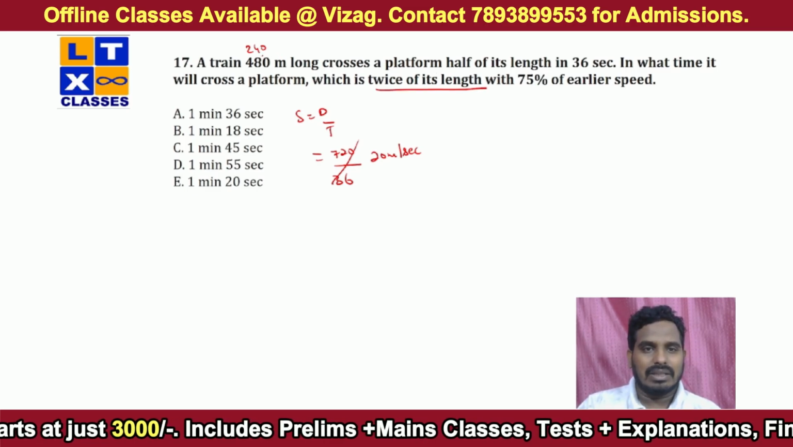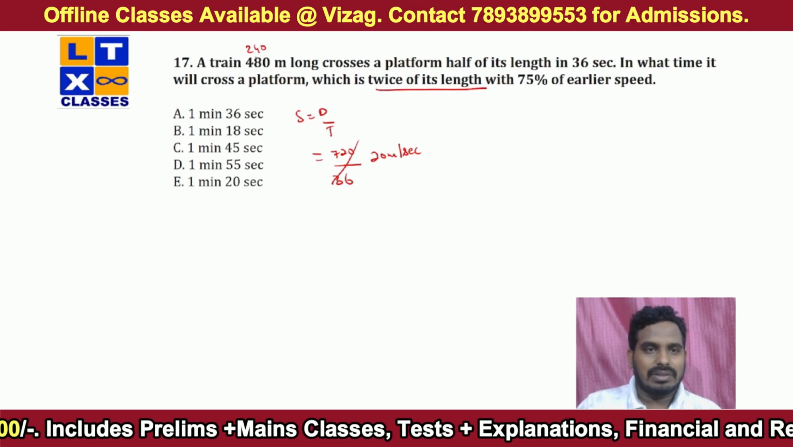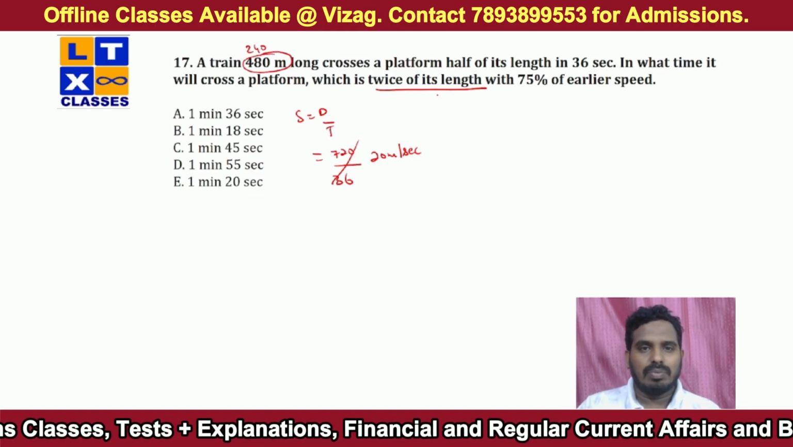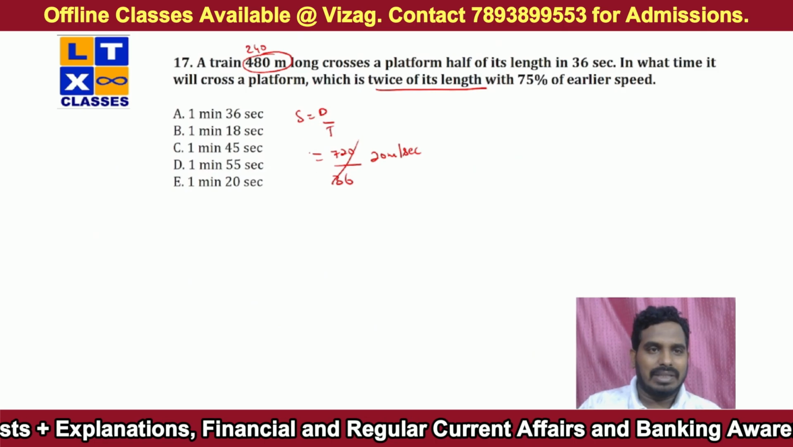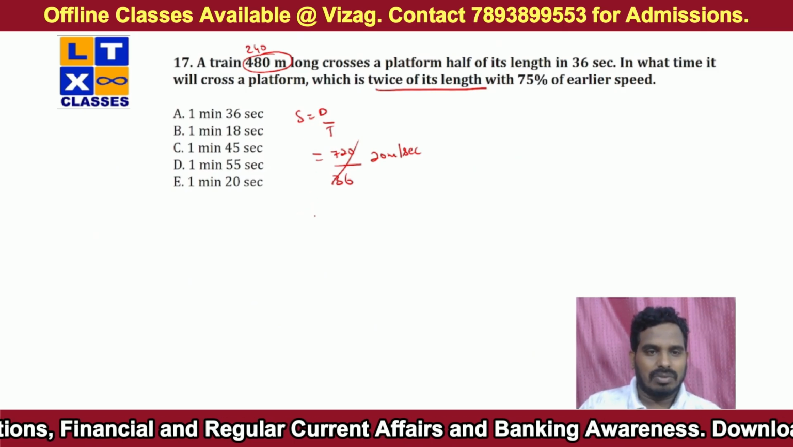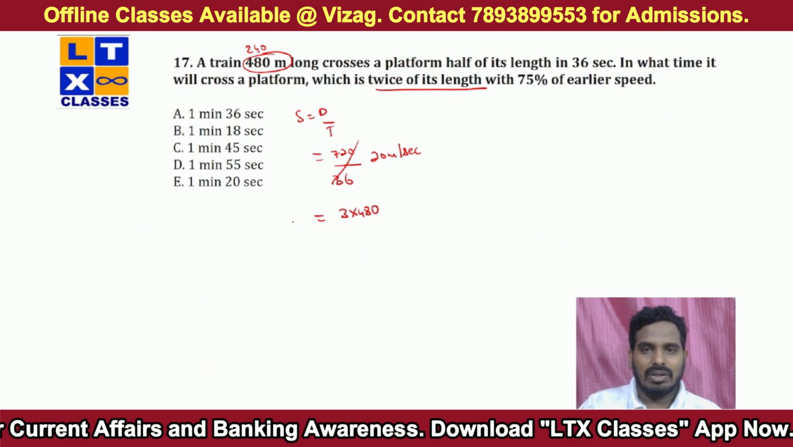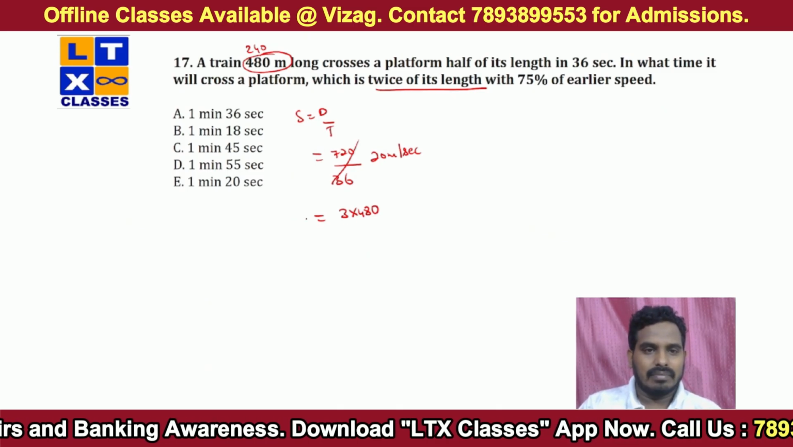Now, twice of its length, in the sense, the train length is already 480, adding 2 more parts of 480. That would be 3 into 480, right? So the total distance now would be 3 into 480, and you're asked to calculate the time.